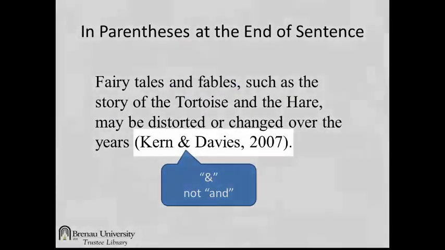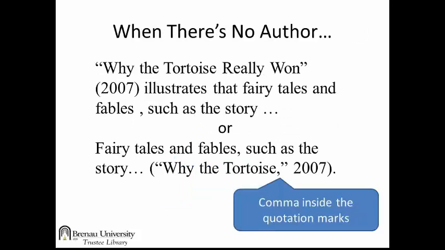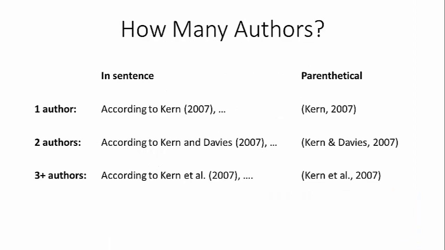The second option is to put both the author's and the date in parentheses at the end of the sentence, followed by the period. If I don't have the author's names, I can substitute the title of the work in the sentence. If I put the whole citation in parentheses, I can shorten it to just the first 2 or 3 words. The format of the citation changes depending on the number of authors.